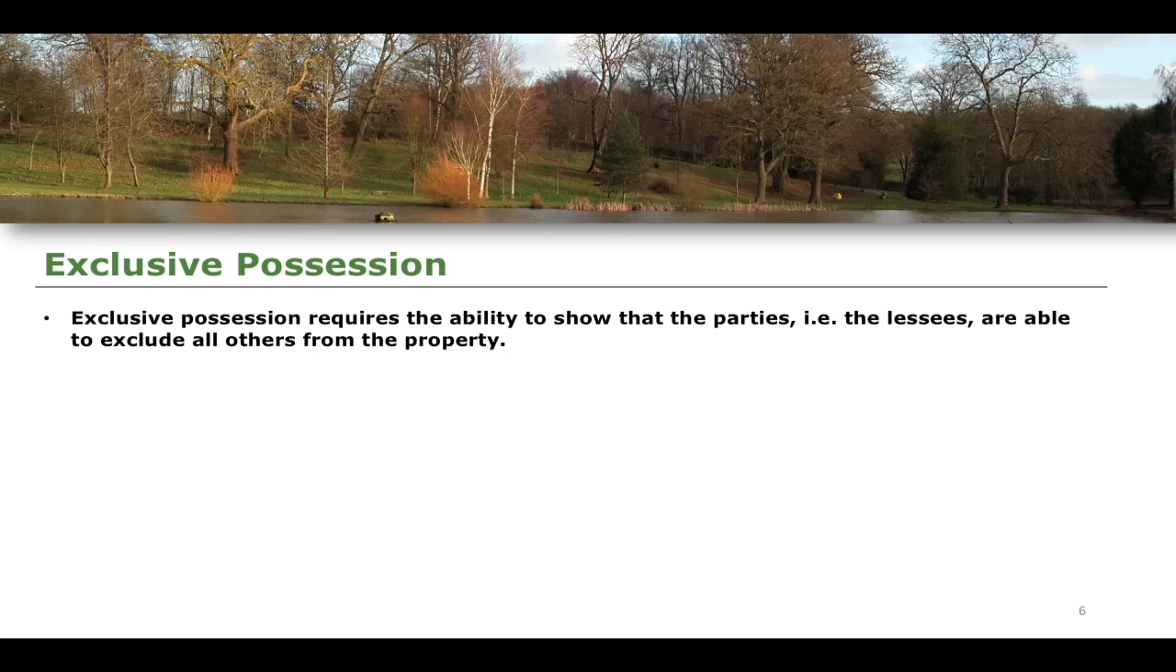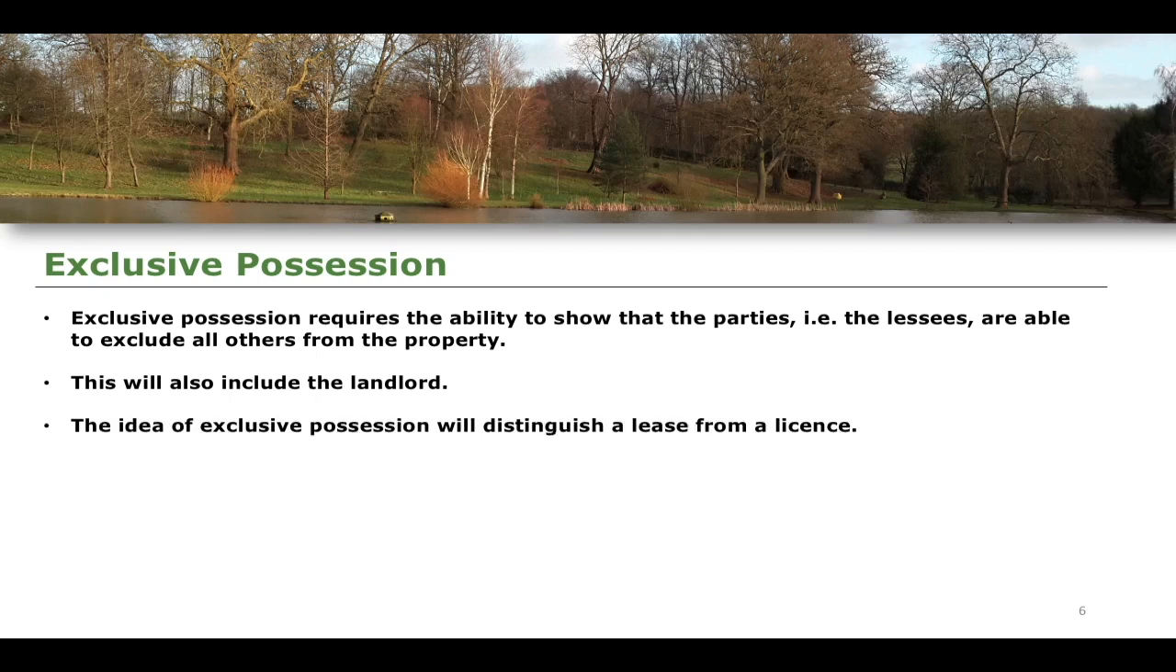The difference between a freehold and a leasehold is the certainty of term. It is the duration of time in which you actually have access to that property. You can exclude all others from the property if you are a lessee in a leasehold agreement. This also includes the landlord. You can exclude, theoretically, the landlord from your property if you have exclusive occupation, which is a requirement for a lease. As I've mentioned earlier, this distinguishes a lease from a license, and the idea of certainty of term distinguishes a leasehold from a freehold.